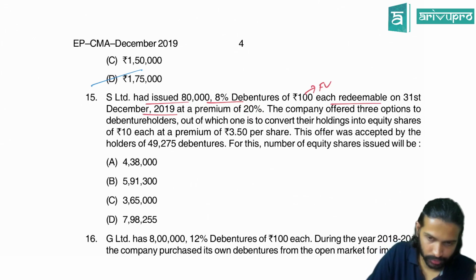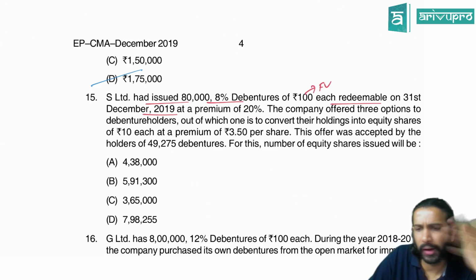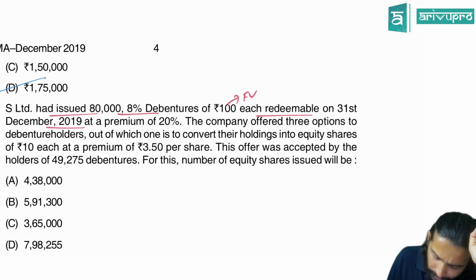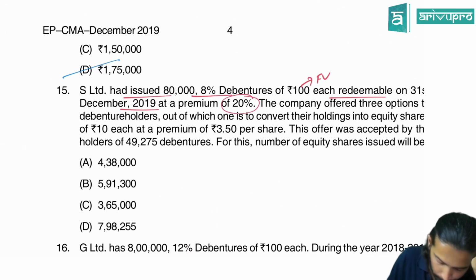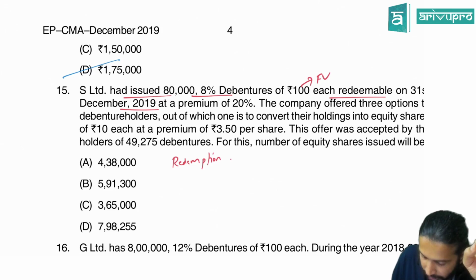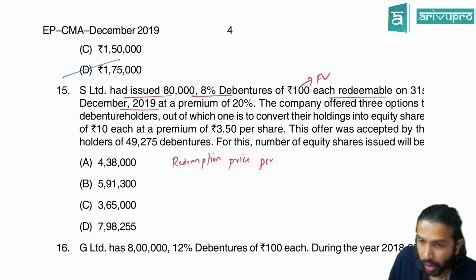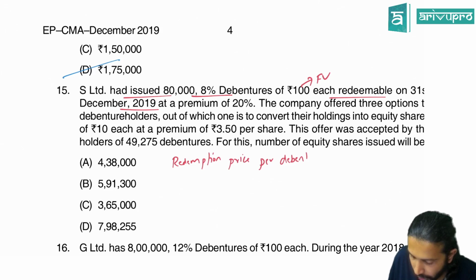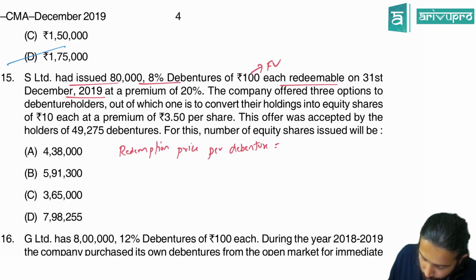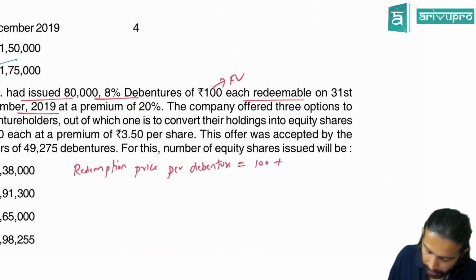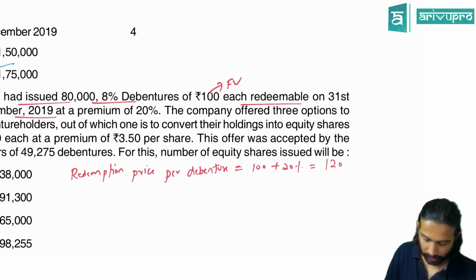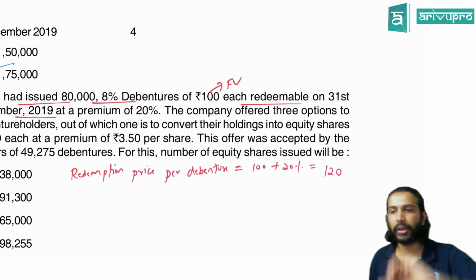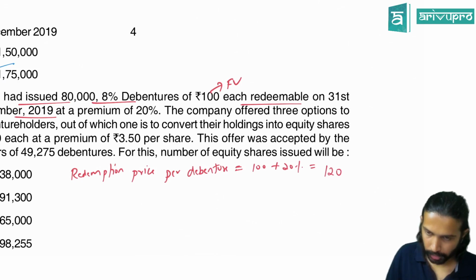So you have to redeem these debentures, but you have to pay 20% extra to everybody. That means you will not repay 100 rupees. The face value of the debenture is 100, but for redeeming, you have to pay a premium of 20%. That means what is the redemption price? Redemption price per debenture: on one debenture, how much do you need to pay? 100 rupees is the face value. Since you are redeeming it at a 20% premium, 100 plus 20% means you are paying 120 rupees per debenture back to the debenture holders.